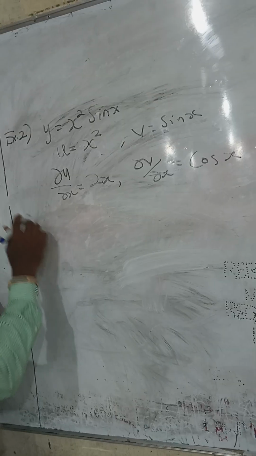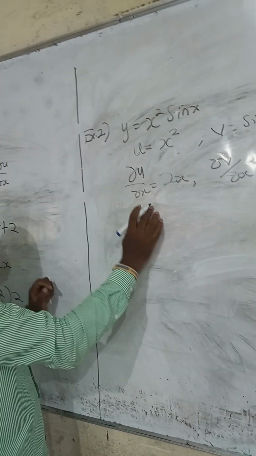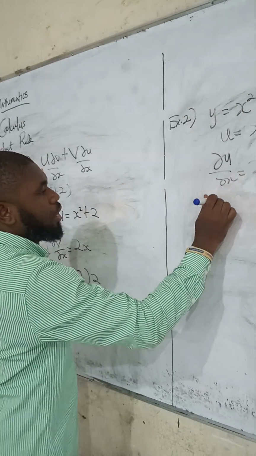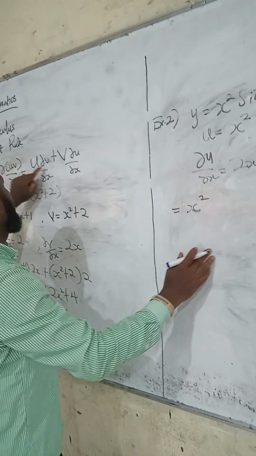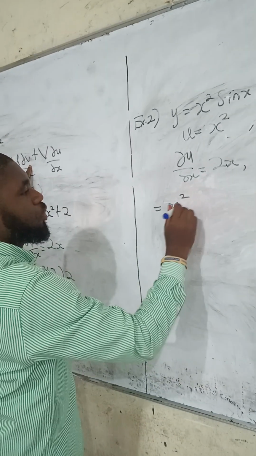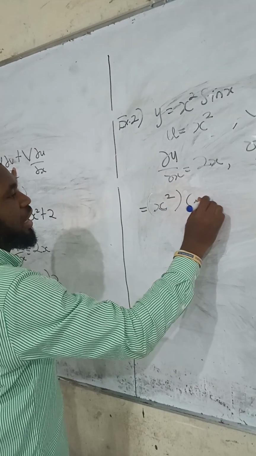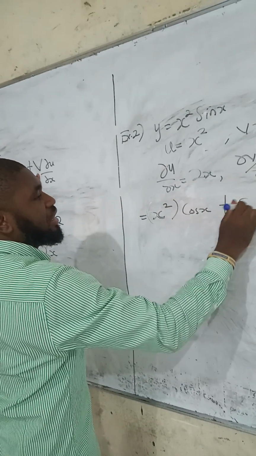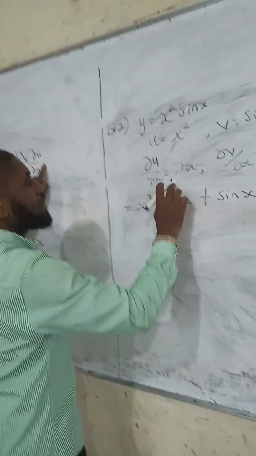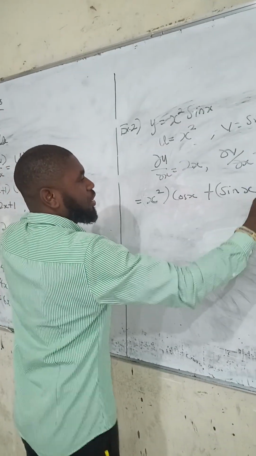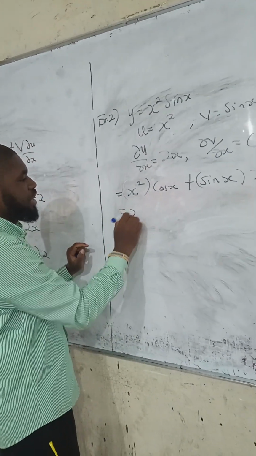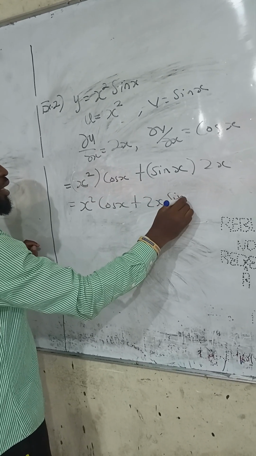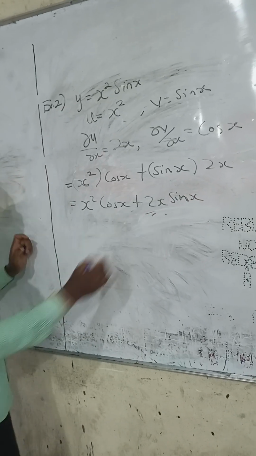So now let's apply the formula method. Here you have u dv/dx. So our u here is x squared. Our dv/dx here is cos x. I'll put this in brackets, cos x, plus v du/dx. v here is sine x, and our du/dx here is 2x. So if you open the bracket, you're going to have x squared cos x plus 2x sine x. So this becomes our final answer.